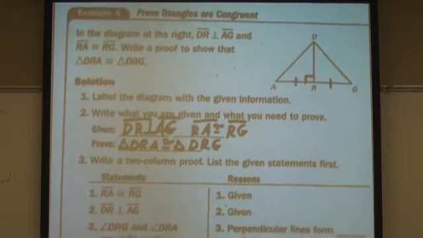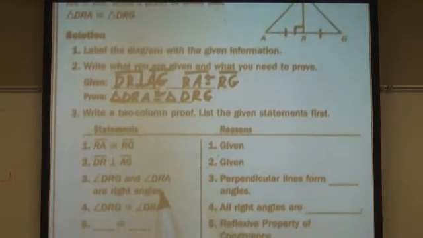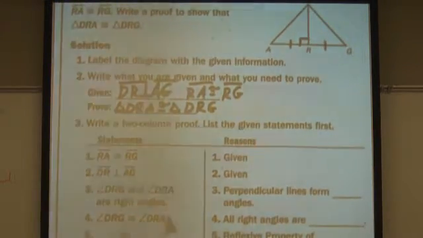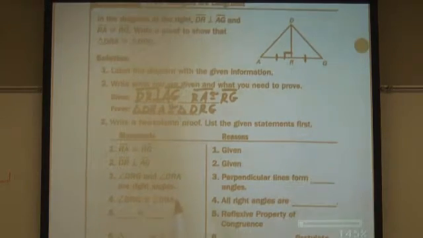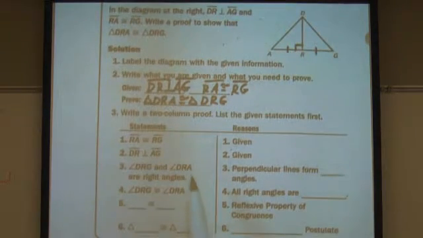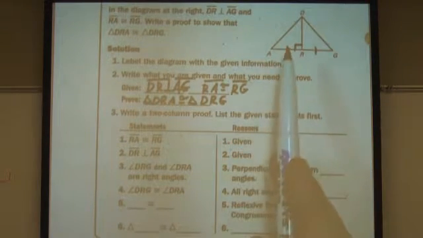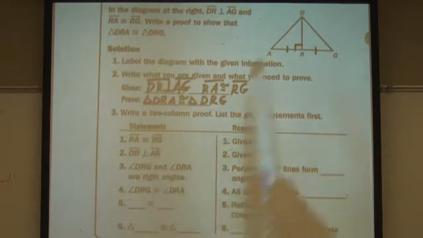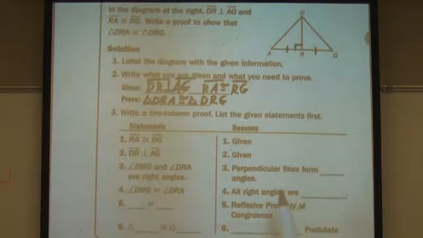So we go to our two-column proof here. I'm going to have to do some shifting back and forth because my paper is a little bit small. We have RA congruent to RG. That was given. We've already marked that. And we have DR perpendicular to AG. We've already marked that with the right angle box.